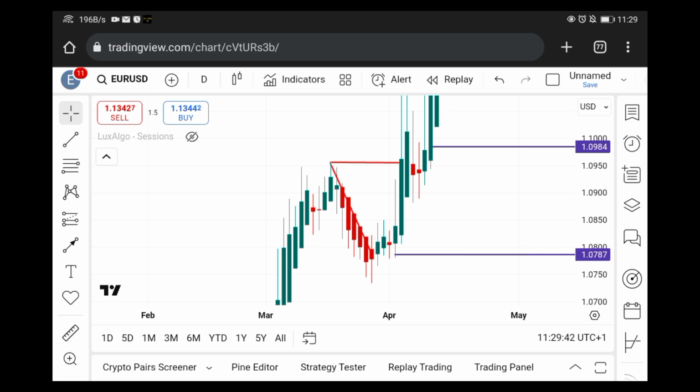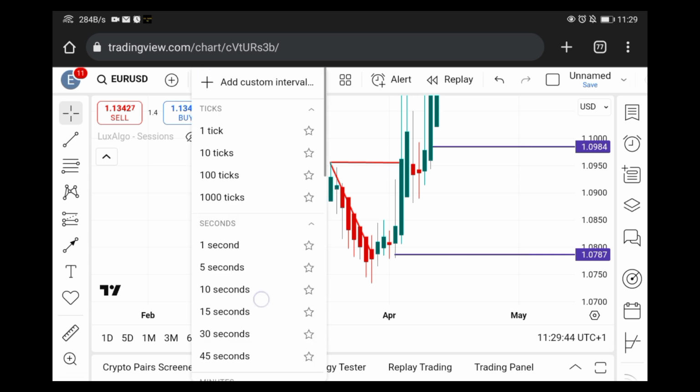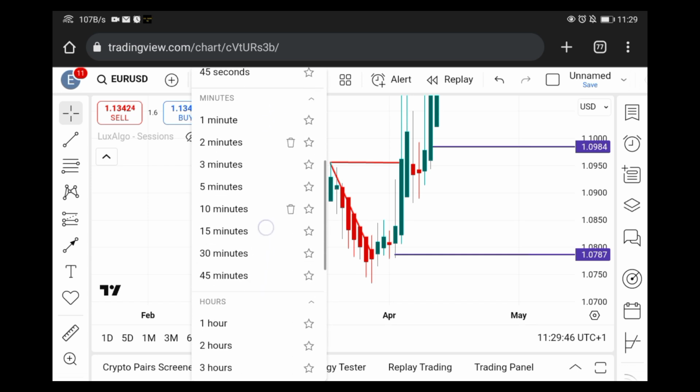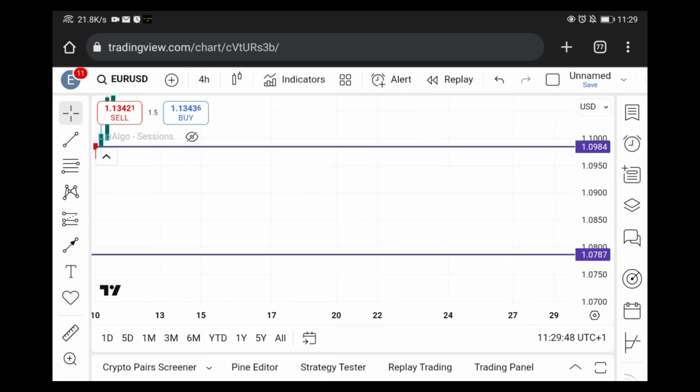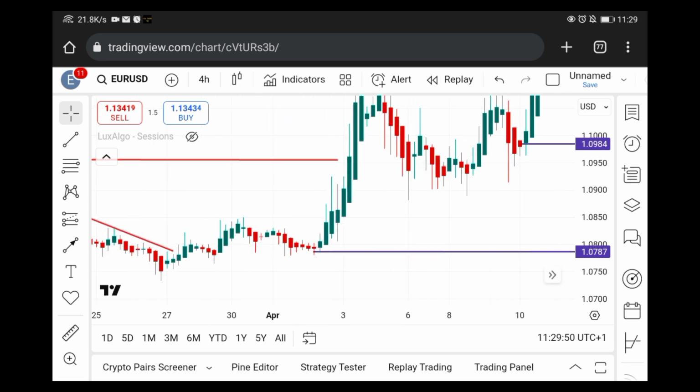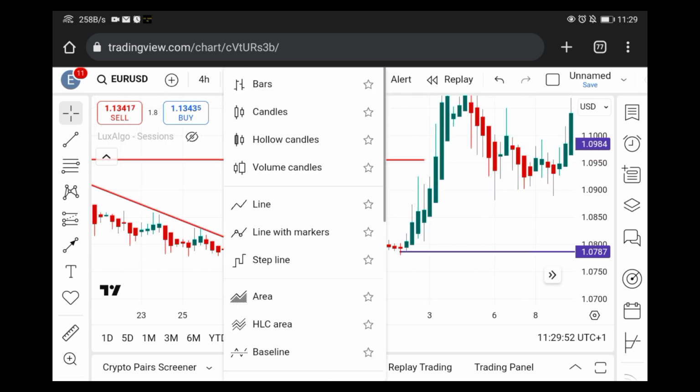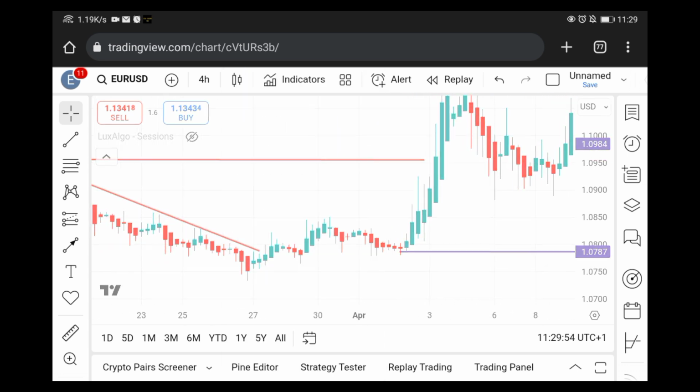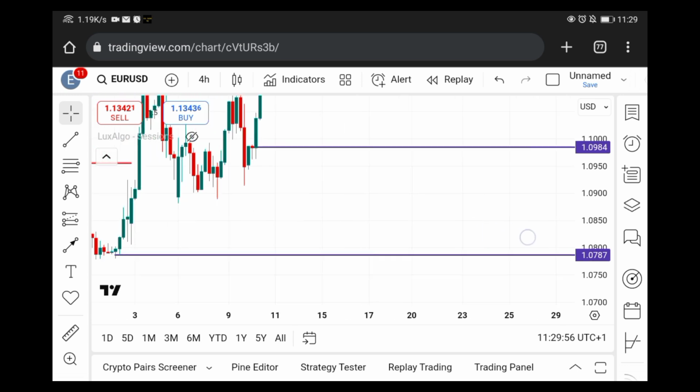So I'm going to my 4-hour chart right now, moving down to my H4, and on my H4, I'm going to turn my chart to the normal candle. So I've turned my chart right now to a normal candle.